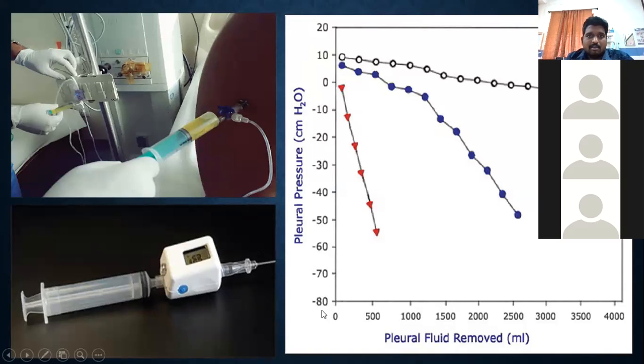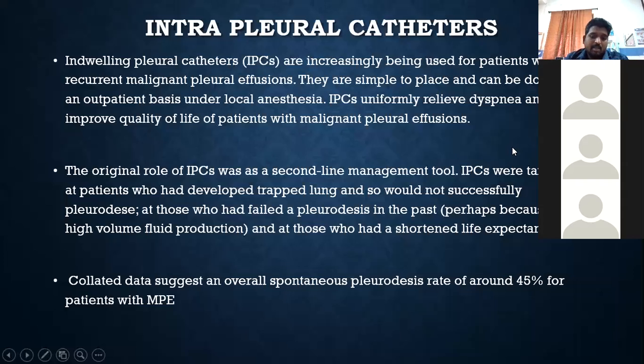This is the elastance curve that we use. So you see the pleural pressure is marked along this side and pleural fluid removed is marked on this side. You could see here it is very drastic, a fall in the pressure, negative pressure. Here there's a slow fall. Here the fall is just more dramatic. So this is very helpful.